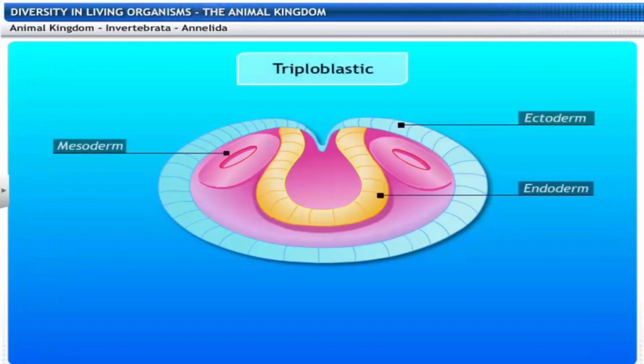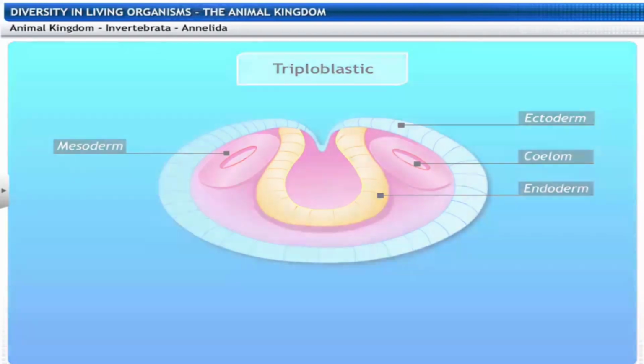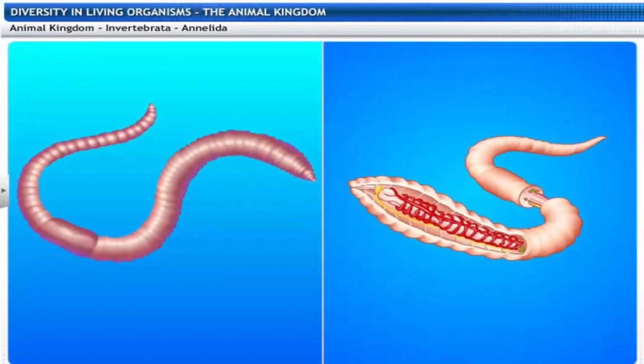Annelida are triploblastic animals. Annelida have a true body cavity called coelom. Annelids are characterized by the presence of a circulatory system.